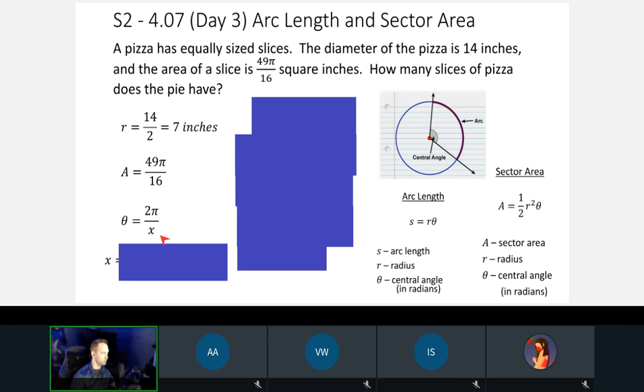We're trying to solve for the number of slices, right? How many slices of pizza does the pie have? So that's why I have this set up this way. Now, the way I'm approaching this problem, this is not the only way. I think this is, in my opinion, probably the easiest way, though. Not the only way. In order for you to derive this piece right here, you have to understand that the angle per slice is determined by the number of slices we have. Good?